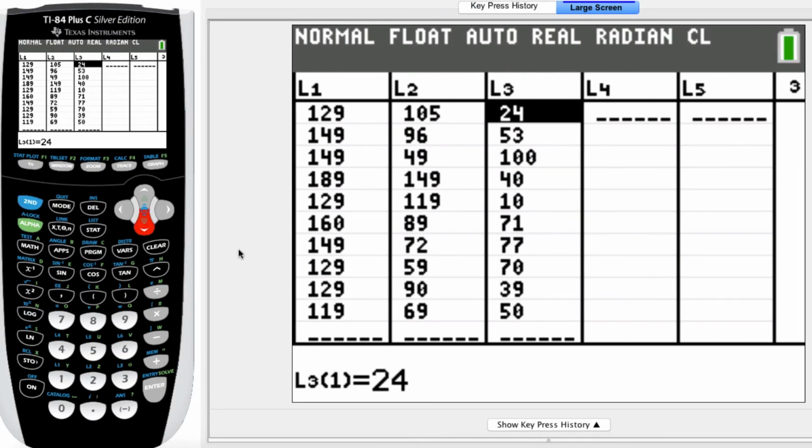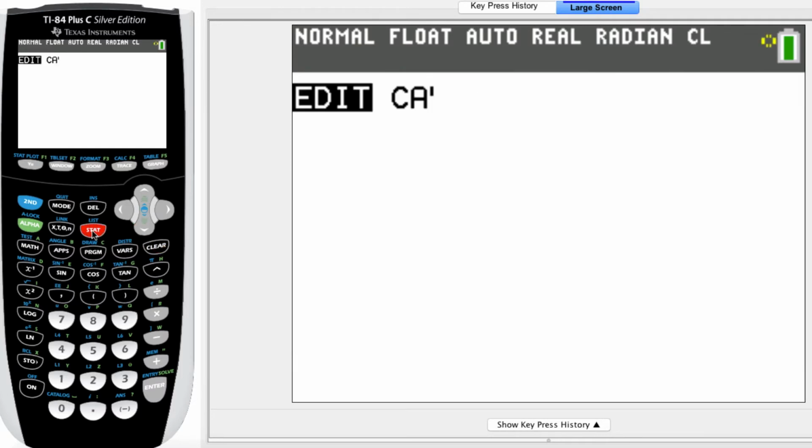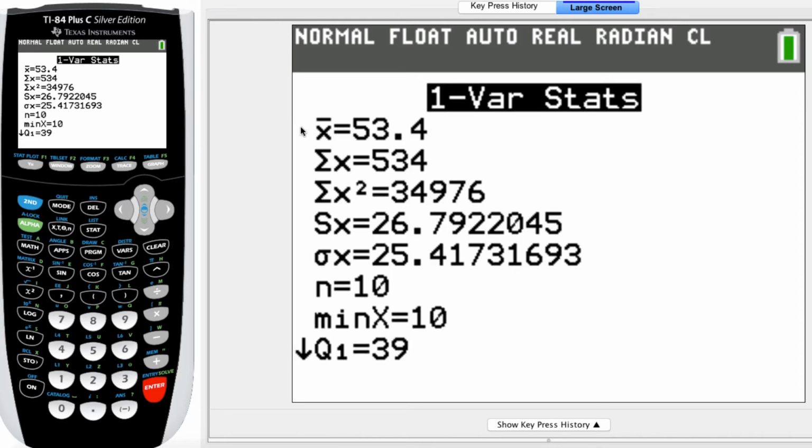Remember, L3 was our list of differences, so we're going to do the 1-Var Stats of our differences, which would be in L3. When we do 1-Var Stats, remember we're looking for d bar, that is the mean. Our calculator doesn't know that, so x bar represents the mean of the differences. That means we know x bar is representing d bar in the context of our formula. At the same time, we also have s sub x, which represents the standard deviation of the sample of differences that we have, and that means we also have s sub d. So we've got both d bar and s sub d from our 1-Var Stats.